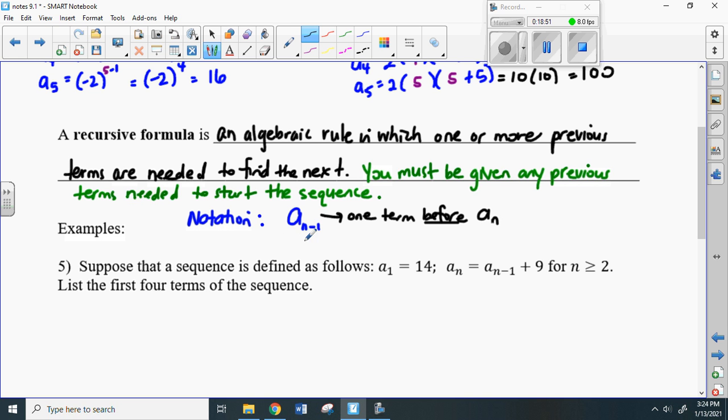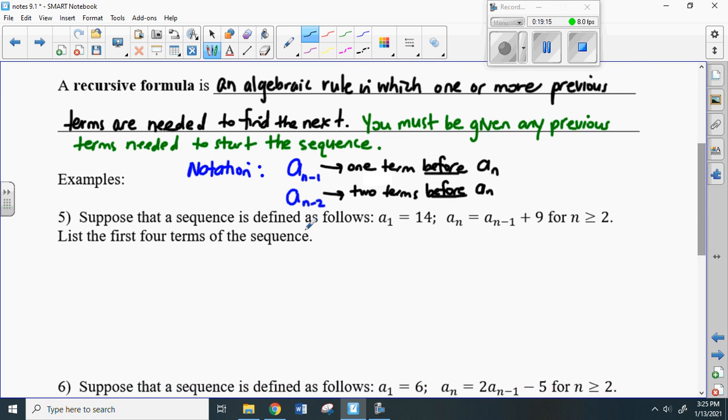Okay? If I happen to give you the notation a sub n minus 2, all right, then that's 2 terms before a sub n. Remember, a sub n is the one you're finding, okay?